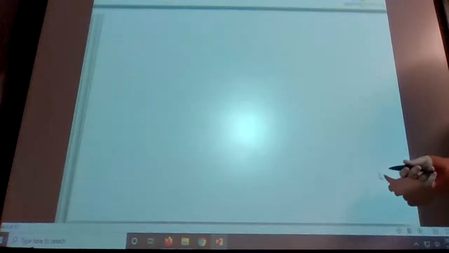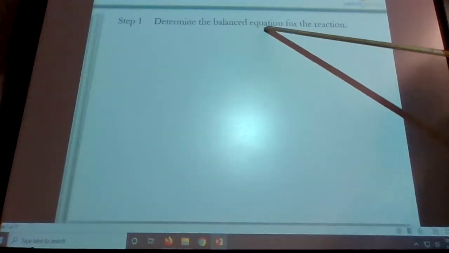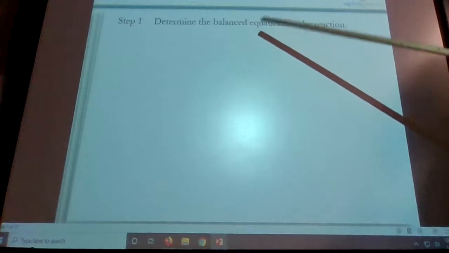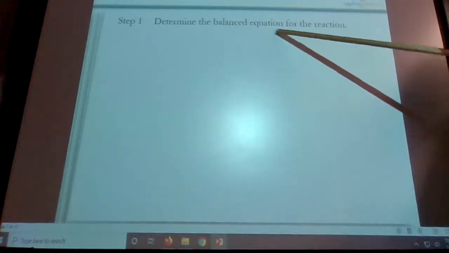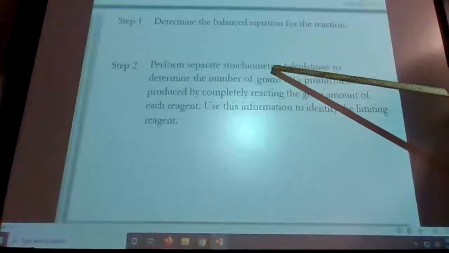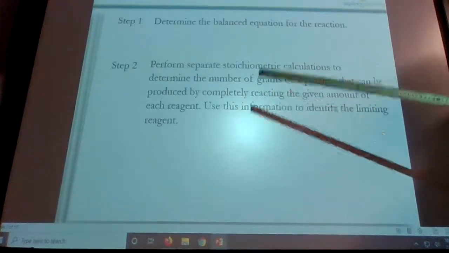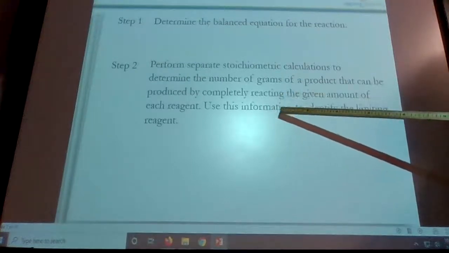So step 1, I need that balanced equation. I need the coefficients. I need to know what's happening in my reaction. Step 2, do all your stoichiometry. Step 2 is pretty long for just one step. They want you to do all your stoichiometry for all of your different reactions, all your different reagents, and get answers for all of them.